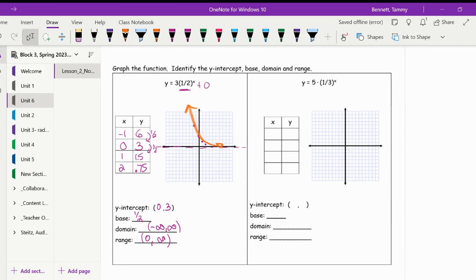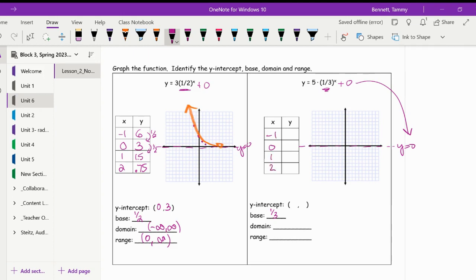Next one, 5 times 1/3 to the x. So my base number this time is 1/3, and the 1/3 will be decay. Again, plus 0, so that gives me my horizontal asymptote will be at 0. So let's draw that in right now. And that's from whatever number is here at the end. My chart again, I'm going to put 0 here, go below it 1, and above it 2.